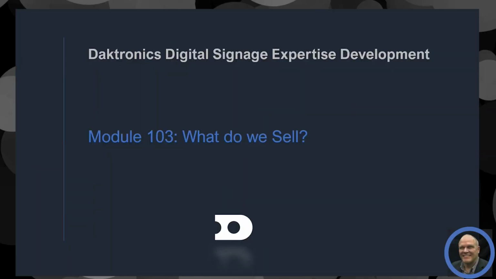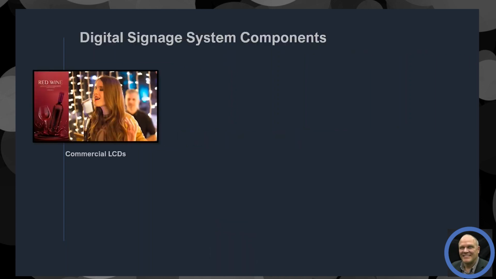Welcome to the third module in our series. This is module 103, and this is all about what do we sell, what do we furnish our customers with when they buy a system from us. That's what we'll cover in this module, and we'll just dive right into it.